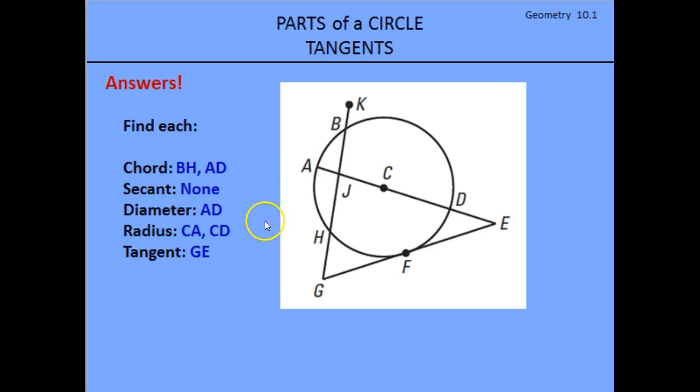Now AD, as far as diameter goes, is the only diameter. The radii are CA and CD, and the tangent here is GE, except again, there are no arrows indicating that this continues on forever. So I would actually say none for this one, that there are no tangents, although this line segment does touch. If these had arrows, then I would say yes, that is a tangent.